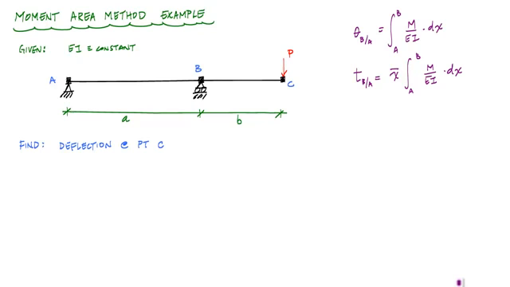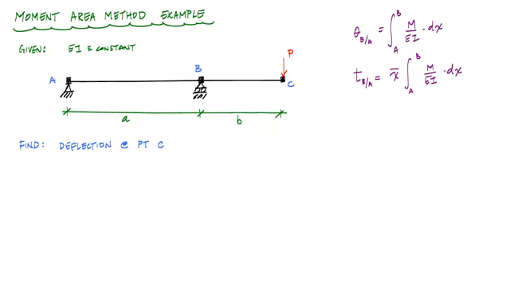In this video, we're going to do the moment area method again. And in this problem, we've got this beam that's simply supported, pinned at A, roller at B, has a concentrated load at C, and everything is symbolic. So I have the length AB equal to lowercase a, and length BC equal to lowercase b. And hopefully you won't get confused by all the letters and things.